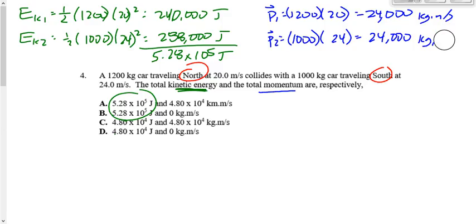Let's add those up. And what do we get? 48,000? What's wrong? It's 0. Why is it 0? Yeah, that's going to the south. This is when we have to pay attention to north and south, right? Because momentum is a vector. Add these up, gives me 0. So our answer would be B. Good.